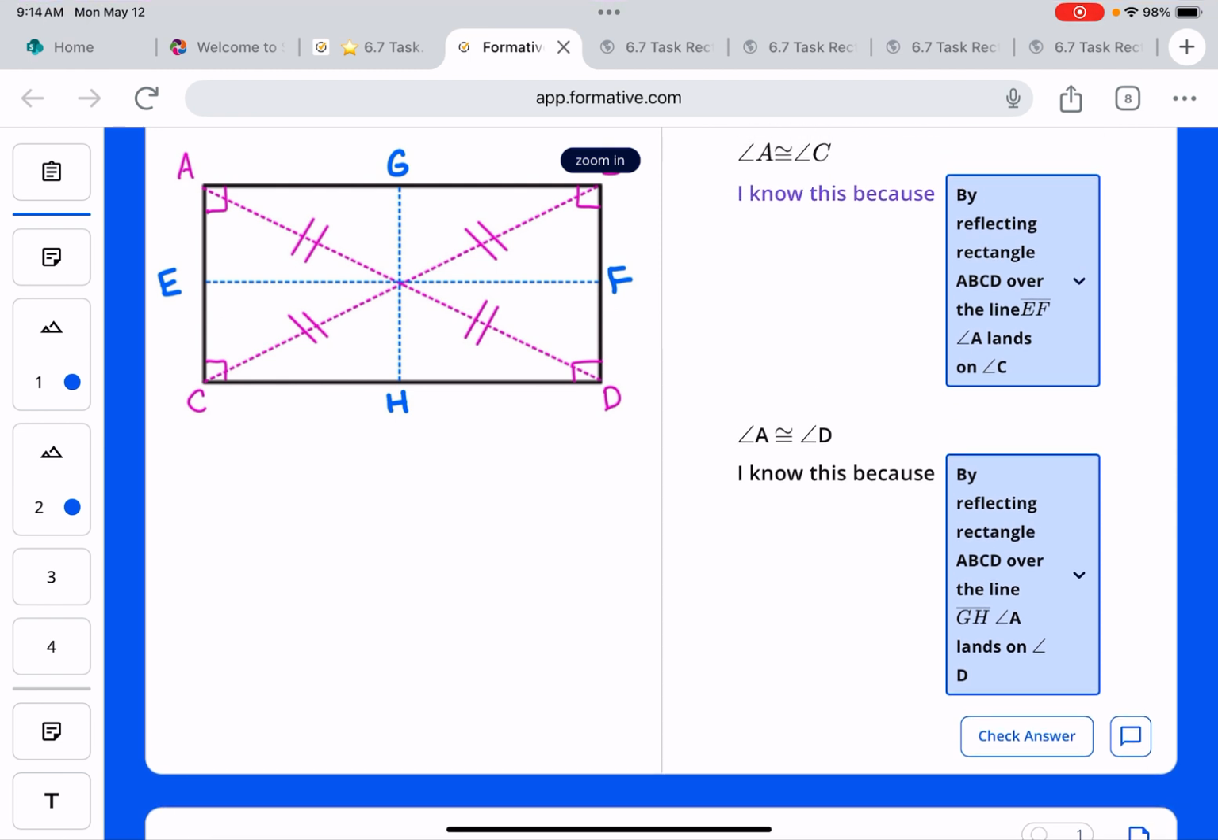Ah, we didn't, because when we did that, well, I guess we could say when we folded it hamburger style or reflected it over line GH, angle D landed on angle C. But previously, we proved that angle A and angle C were congruent. Therefore, if D is congruent to C, it is also congruent to A.